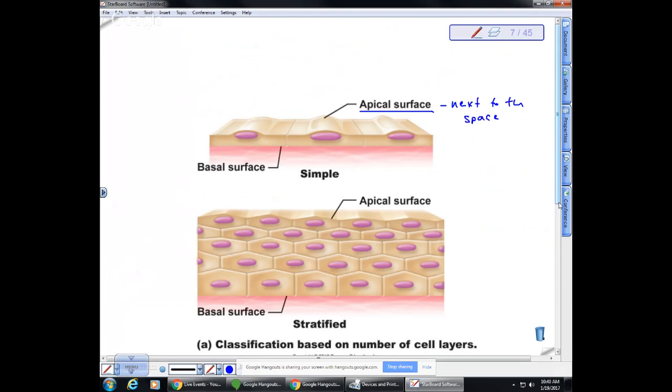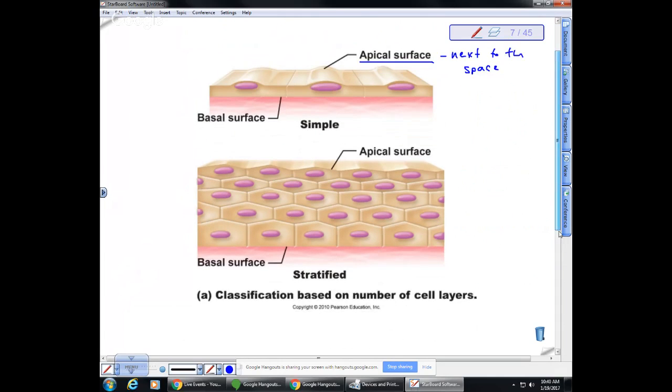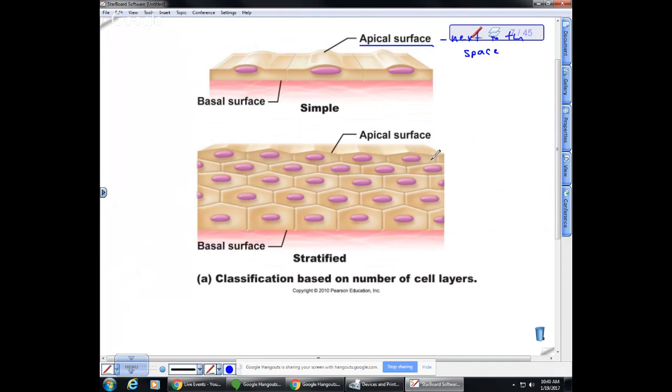So that's simple. This would be stratified, right? And so you have many layers. It's also stratified squamous because they tend to be flat. And the apical surface here would be on the outside. So it's important to realize that the basal surface is what anchors the epithelial tissue to the underlying tissue. Okay.